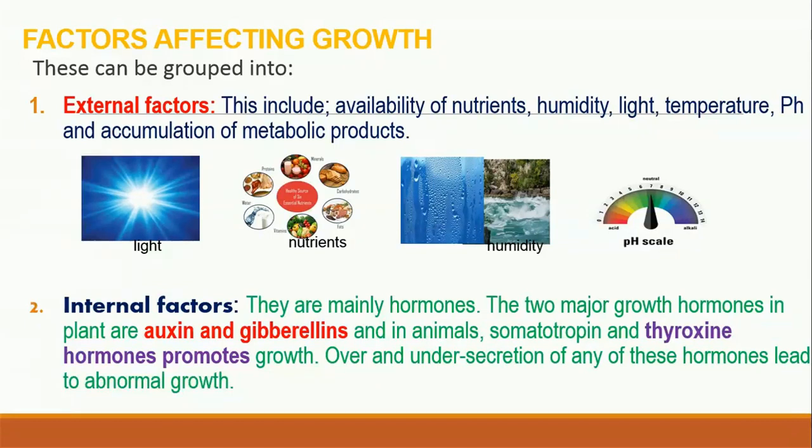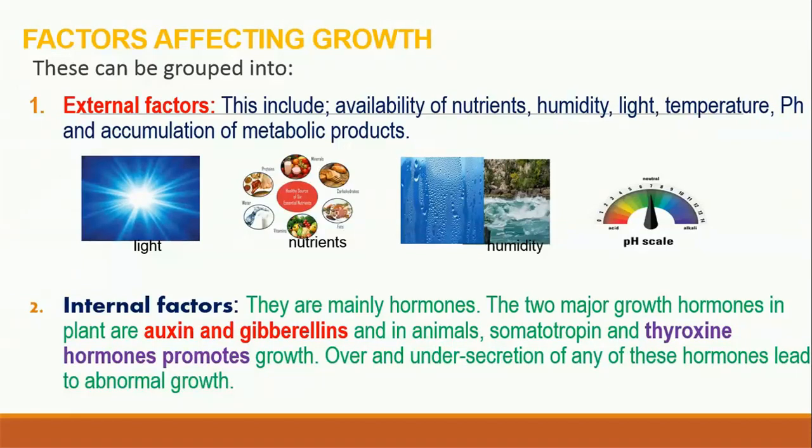Now, humidity, light, temperature, pH, and accumulation of metabolic products are also factors that can affect growth, and they are external factors. When we say metabolic products, these are products that are produced in the body of an organism and stored there. Some of them are actually harmful, and so they might inhibit growth.